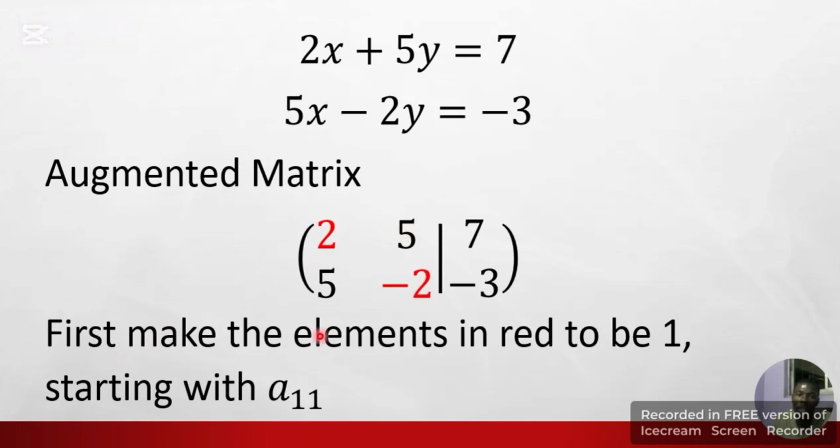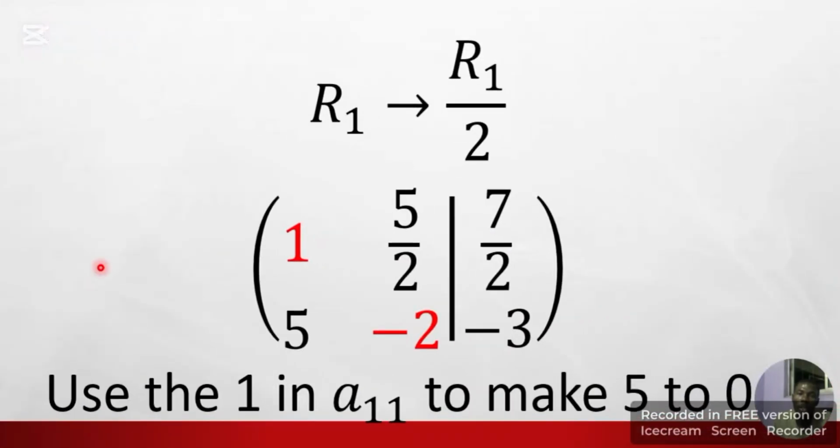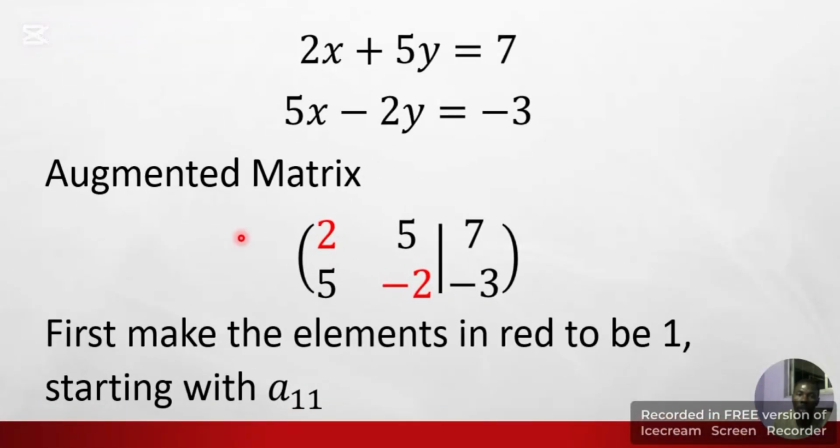So first make the element in the red equal to 1, starting with a11, which is the element in the first row and the first column. So let's proceed and see what we are going to do. Then the operation is that we said R1 implies R2 divided by 2. Why? Because the element in that position in consideration is 2, so we have to divide it by 2.